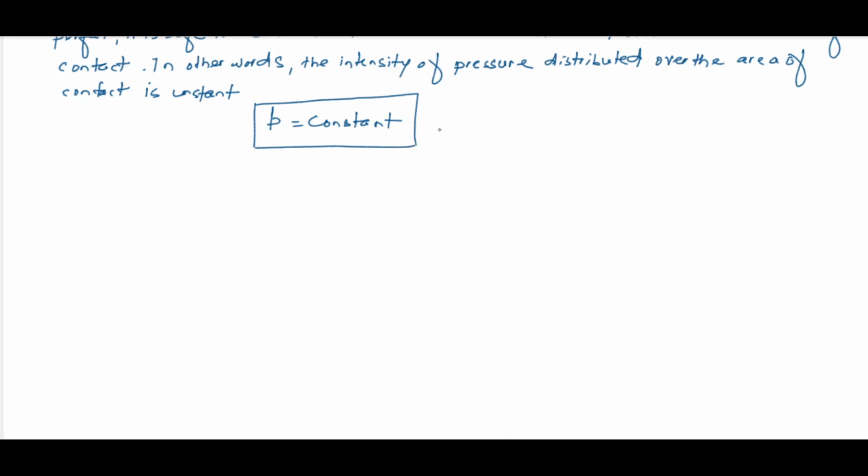So it is clear that this theory we can use in case the bearing is new and it is assumed that the fitting between the shaft and bearing surface is perfect. Okay, in that case you will be using uniform pressure theory. Now second one is uniform wear theory.